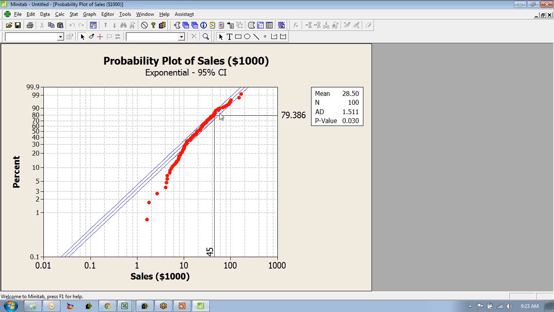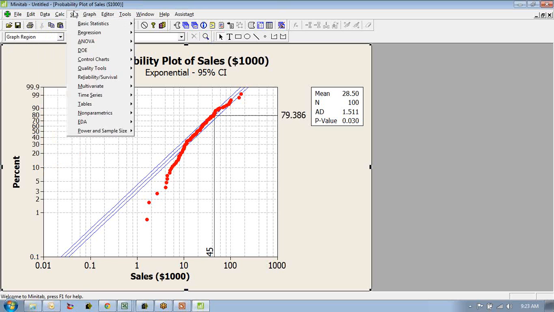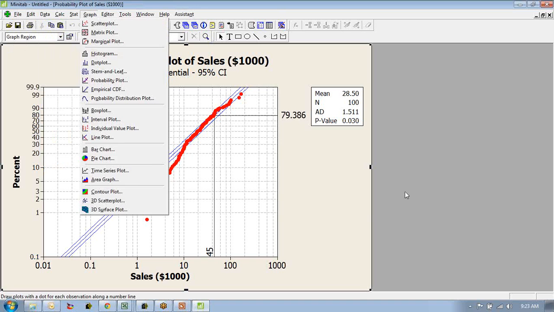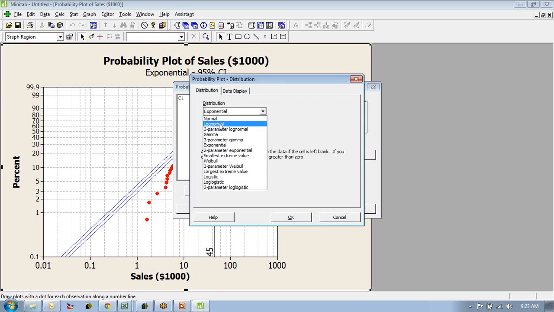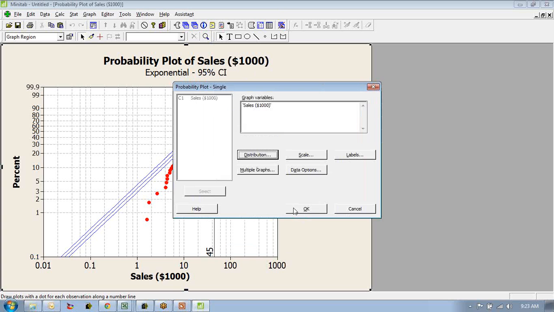It tells you 45. This is predicting 45. The percentage of times that we exceed 45,000 in sales is about 20%. Now, what would happen if we chose a different distribution? I'll do the same thing, but now I'm going to choose the log normal. How would that differ?